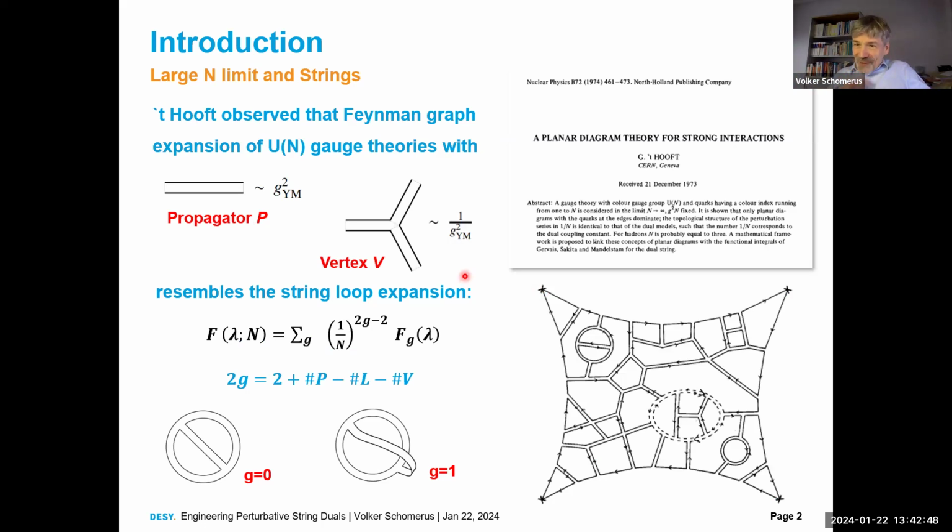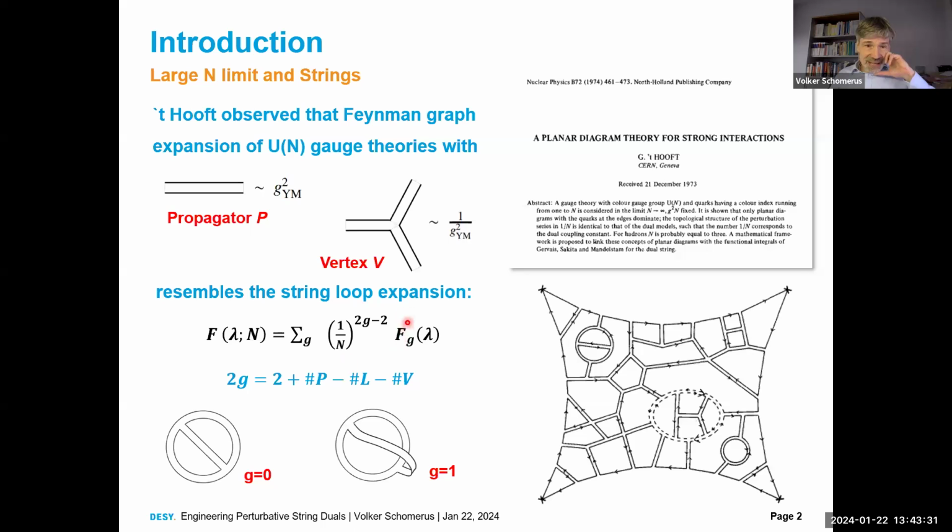So you all know, of course, that more or less exactly to the day 50 years ago, 't Hooft wrote his famous paper on the planar diagram theory for strong interactions, in which he pointed out that if you take large N gauge theory computations, where you have these double line propagators and vertices, 3-point and 4-point vertices if you want, and then build diagrams, you can actually organize these diagrams according to a kind of string loop expansion. So there is a way to associate a genus of a surface to these diagrams using this formula where you take 2 plus number of propagators minus number of loops minus number of vertices, and that gives you a genus.